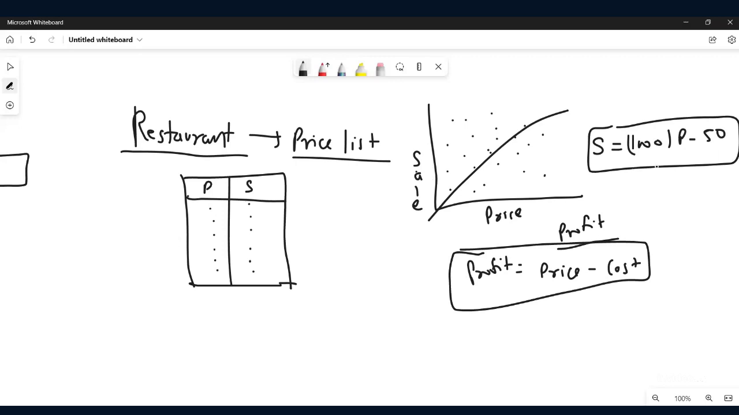So from these two equations, I need to maximize my profit. So what I can do is draw this type of curve. If I plot this, this is my price and this will be my sales. Okay, or sorry, this will be my profit.